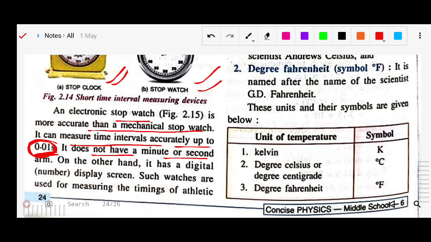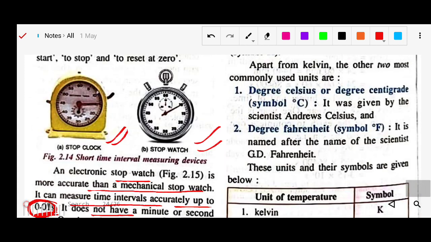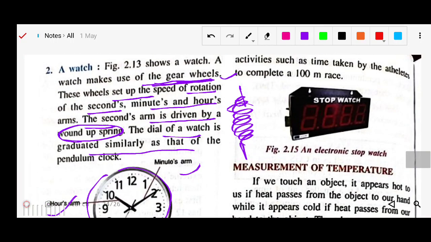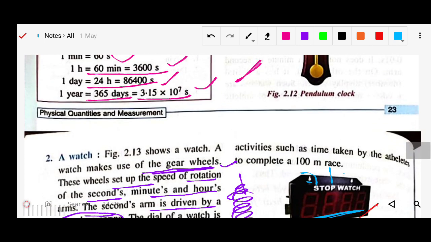Such watches are used by athletes. As you can see, these are the numbers. There is no hour hand or minute hand, only the numbers. These are digital numbers. So by this we can measure time.